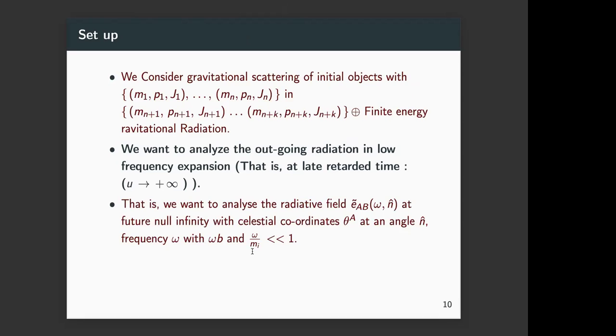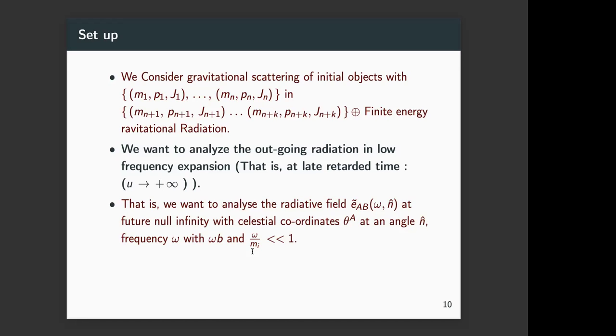Okay, before explaining this Biswajit and Ashoke soft theorem, let me give you the setup. We have a gravitational scattering of some initial objects like black holes or neutron stars, which have some masses m1 to mn, linear momenta, and some angular momenta or spin j1 to jn. And then they scatter into some other objects of some masses and momenta, and, of course, some finite energy gravitational radiation. Our goal is to analyze this outgoing radiation in the low frequency expansion, or in the time domain at very late times.